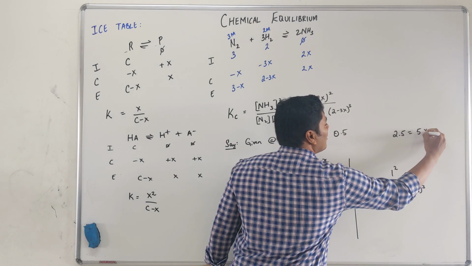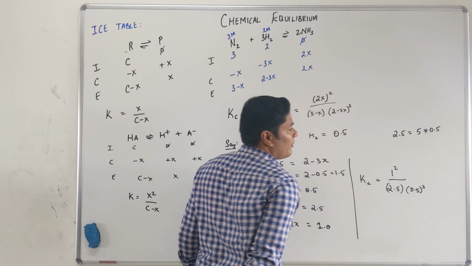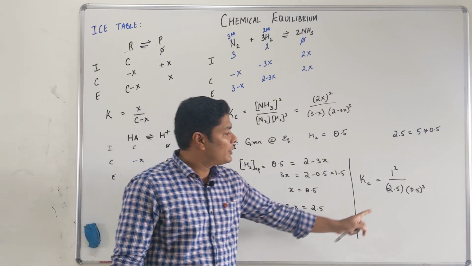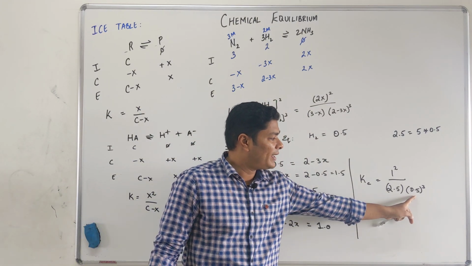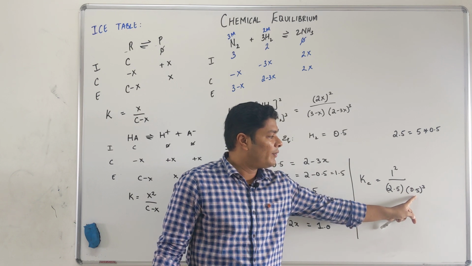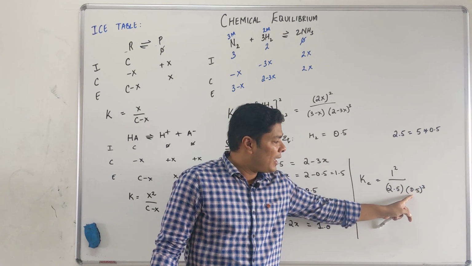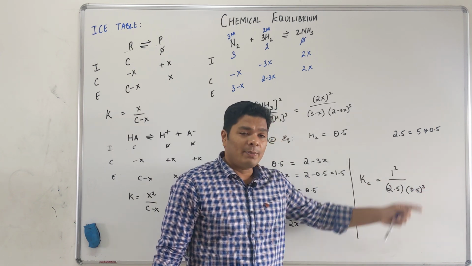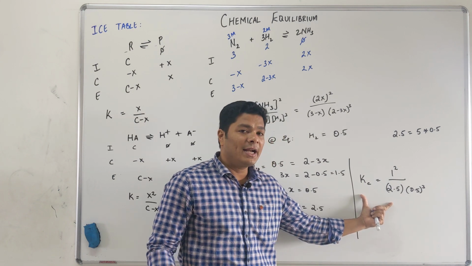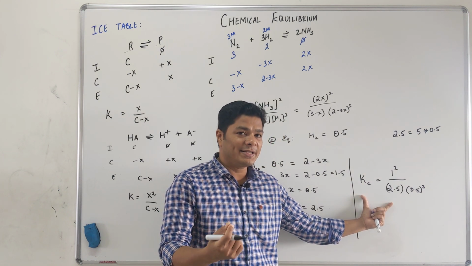2.5 is nothing but 5 times 0.5. Okay. So I can take it as 5 times 0.5. 0.5 times 0.5 cube is 0.5 to the power 4. You can do that and do the 5 separately. Then you can calculate the value of Kc. Understand, you don't have to get the value of Kc exactly.